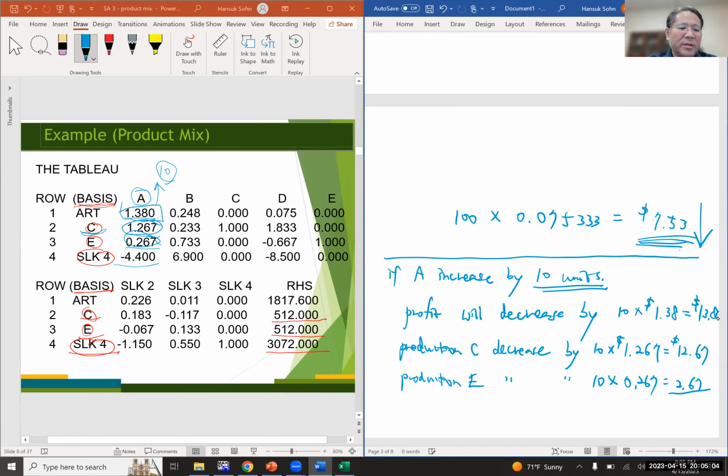But the slack time on machine number 3, which is slack 4, will increase because there is a negative sign here. So the slack 4, that's the slack time on machine number 3, will increase by 10 times this much, 4.4. That's going to be 44 minutes. Does that make sense?